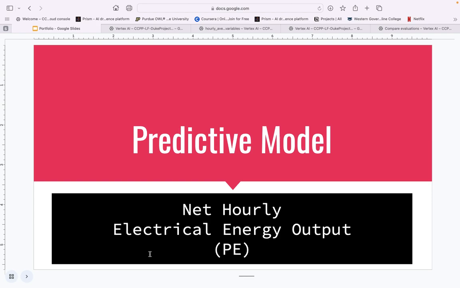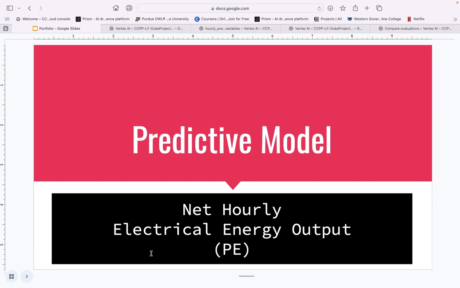This is going to be a regression task because we're predicting a continuous numerical value. In this case, it would be the electrical energy output rather than a discrete category. The input features are going to be the ambient temperature, ambient pressure, relative humidity, and exhaust vacuum. In this model, we're going to use these input features and map the functions to predict the output.